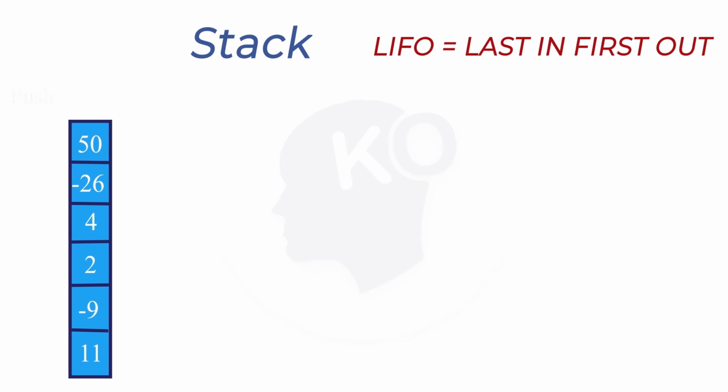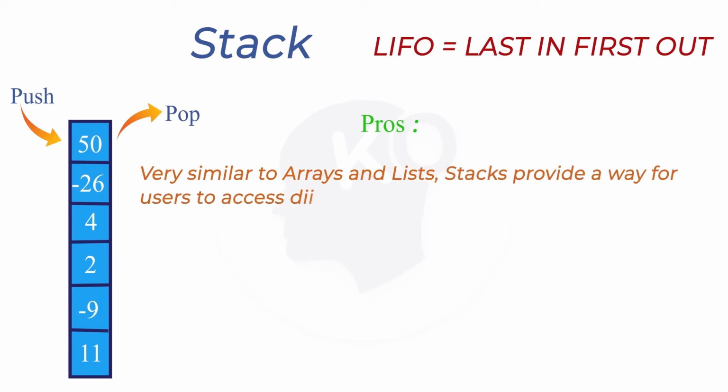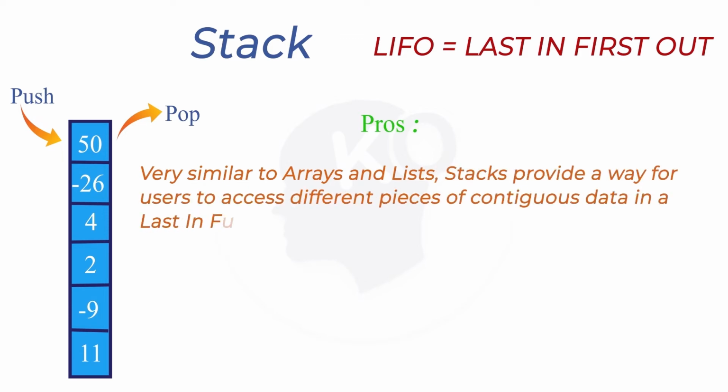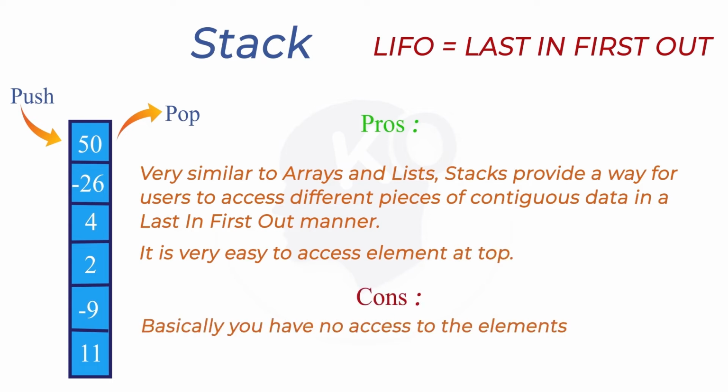There are two principal operations in a stack. Push, which adds an element to the collection. And pop, which removes the most recently added element that was not yet removed. Top represents the topmost element in the stack. Advantages of stack are very similar to arrays and lists. Stacks provide a way for users to access different pieces of contiguous data in a last in first out manner. It is very easy to access the element at top. Disadvantages of stack are basically you have no access to the elements underneath the topmost element.